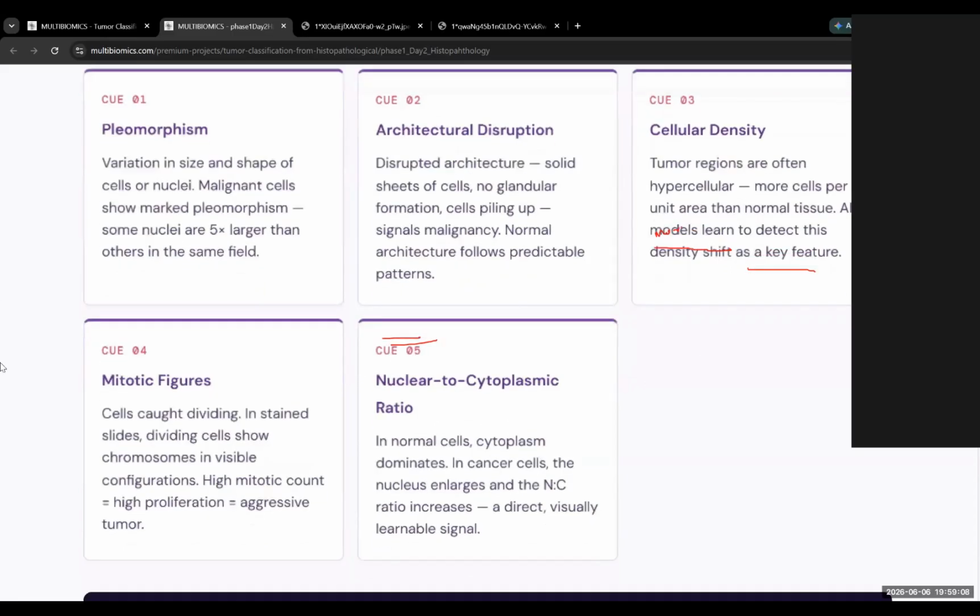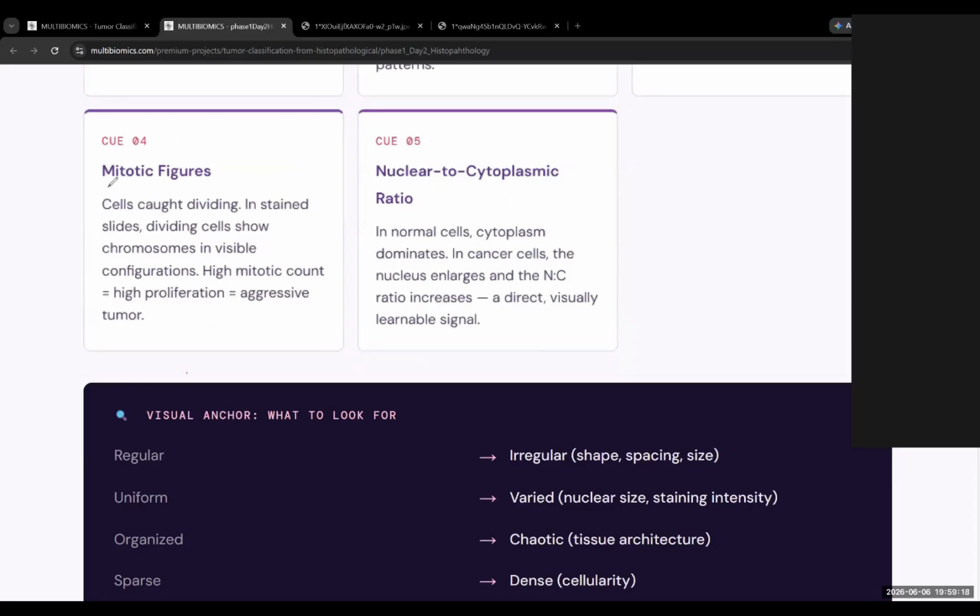Okay, fine. So these three things I have already told you. Now, this also I told you. I'll tell you later on why to look for mitosis, mitotic figures. Now, mitosis is cell division.